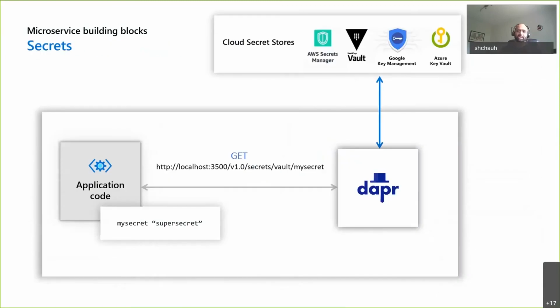The next building block is secret management. As you can see, here my application code is requesting its Dapr sidecar that I would like to do something with the secrets. This is the vault I'm using, and you can choose any component. You can use Azure Key Vault or Google Key Management or HashiCorp or anything. So with a change of a few configuration parameters, I can change the underlying secret store.